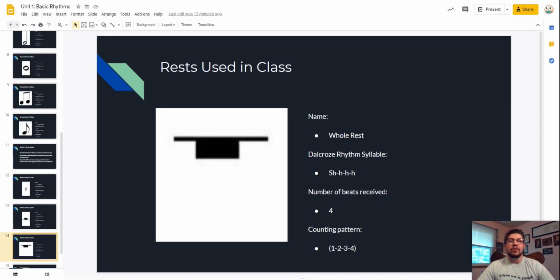The rhythm syllable is shh. You want 4 beats of silence for your whole rest. And very much like the whole note, it's going to contain all 4 numbers inside that measure, attached by hyphens inside those parentheses, showing us that we are supposed to be silent on those rests. So the parentheses are going to make us think those numbers rather than say them out loud.